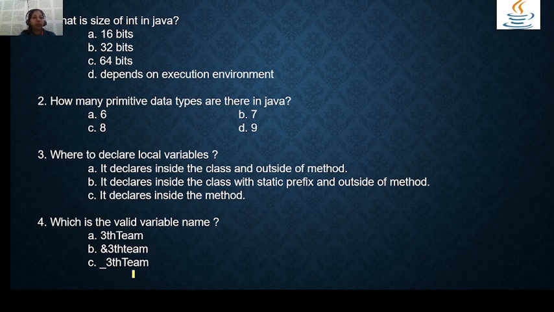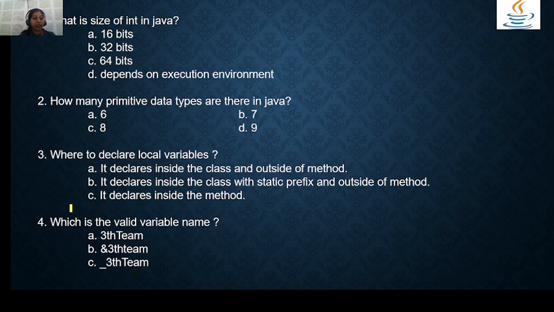Okay. So the next question is, how many primitive data types are there in Java? 6, 7, 8, 9. What is the correct answer? Yes, there are 8 primitive data types. Primitive data types are system defined. And what are they? I have shared that in the table.